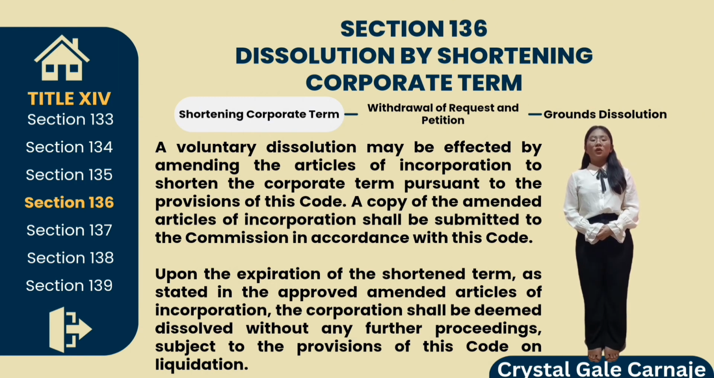In order to dissolve a corporation by shortening the corporate term, this procedure must be followed. A copy of the amended articles of incorporation shall be submitted to the Commission in accordance with this Code. Upon the expiration of the shortened term, as stated in the approved amended articles of incorporation, the corporation shall be deemed dissolved without any further proceeding, subject to the provisions of this Code on liquidation.